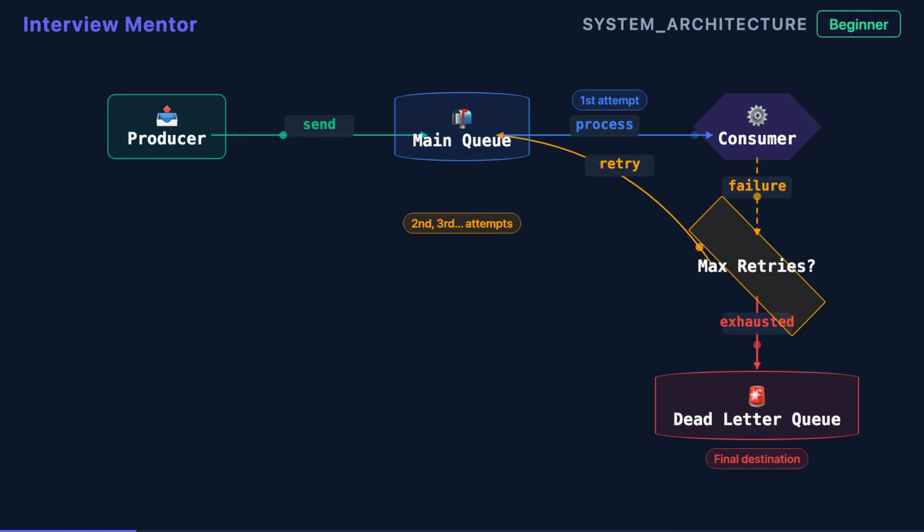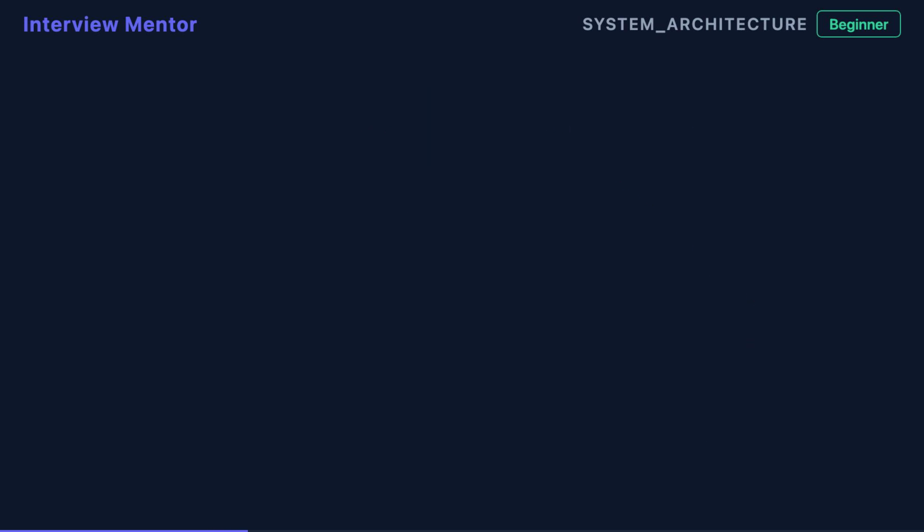When a message fails to process, the system retries it a configured number of times. After exhausting all retry attempts, the message gets routed to the DLQ instead of being discarded. This prevents losing important data while keeping the main queue moving.